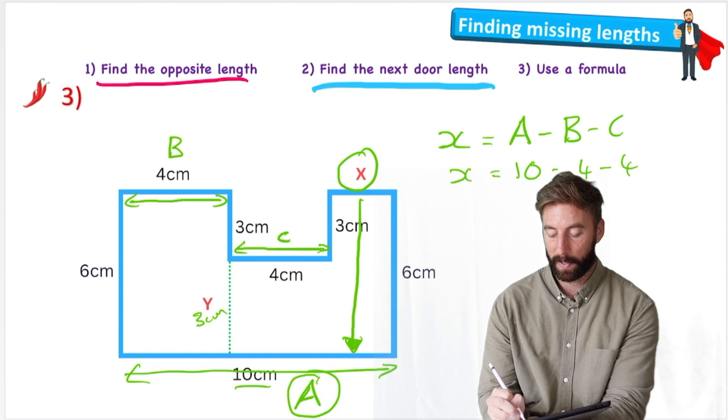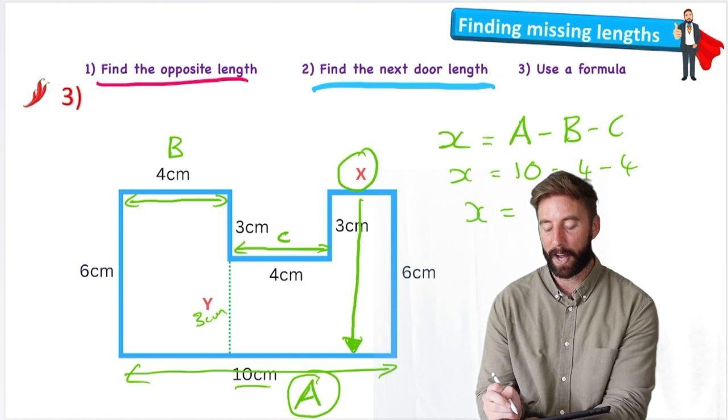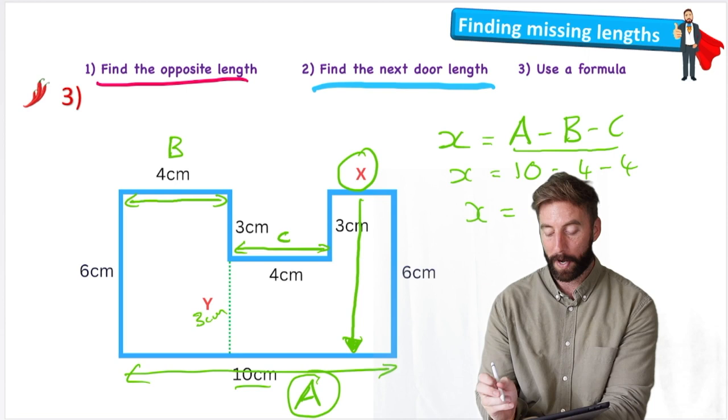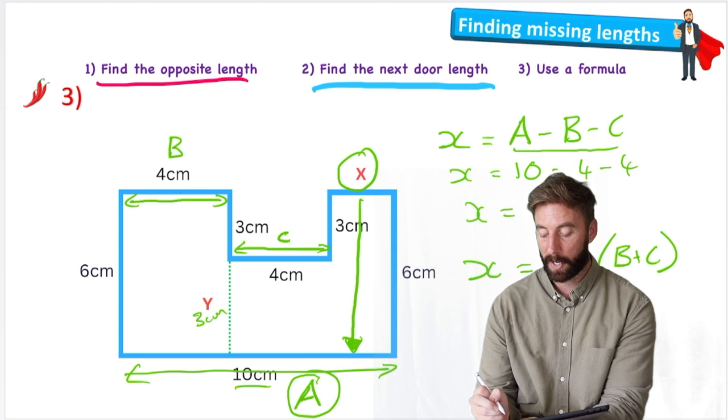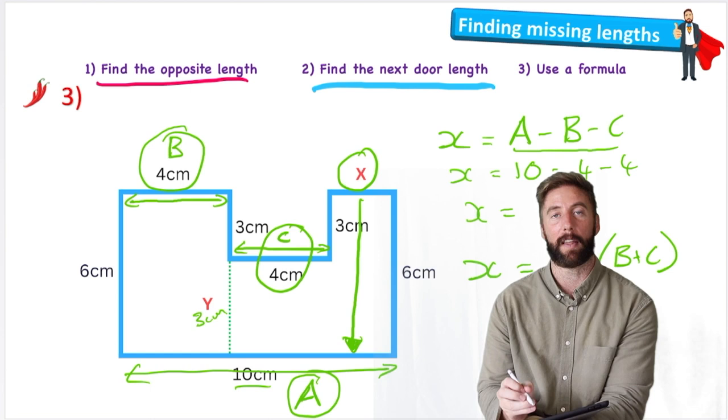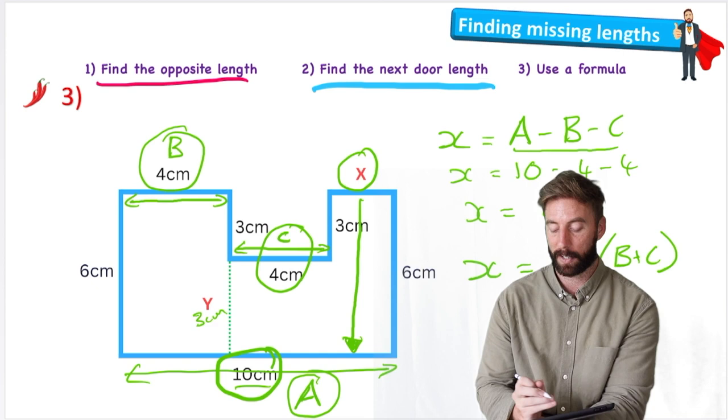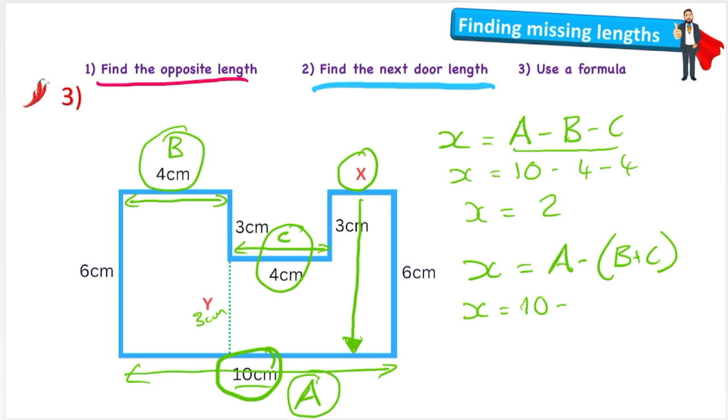Now this is not a very neat way of writing our formula this time, because we don't really want to put subtract in a row like that. So what we'd actually write this as is x equals a subtract b plus c. Because if you think about it, b plus c would be this 4 centimeters added to this 4 centimeters, and if we just subtracted that combination away from my 10 centimeters, I'm still going to get the same answer. So let's check it. x equals a, which is 10, subtract b plus c, which is 4 plus 4. And now BODMAS tells me I've got to work out the brackets first. So x equals 10 minus 4 plus 4 is 8.